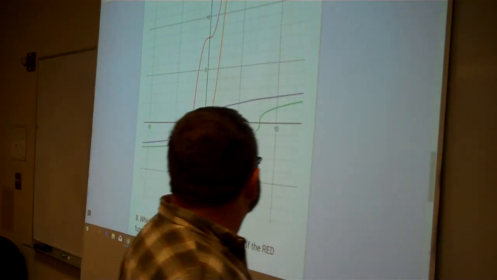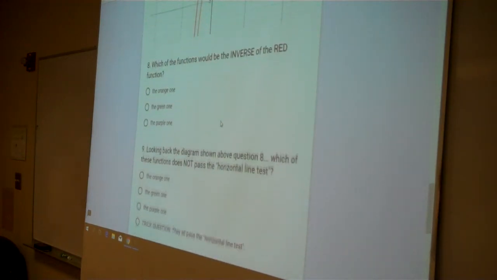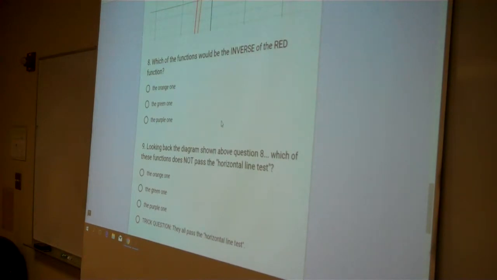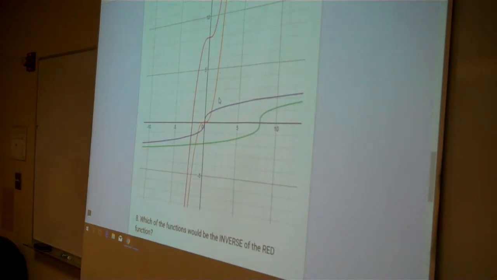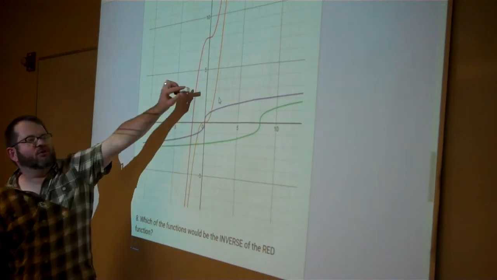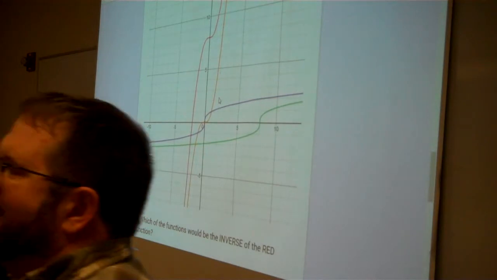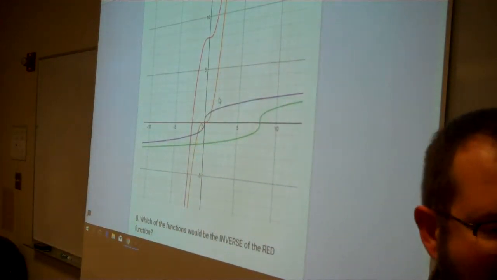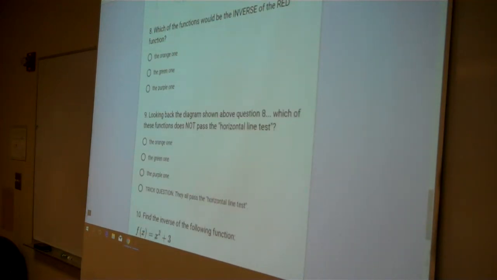So, the function that is the inverse of the red one in this case is the green one. Looking back at the diagram shown in question 8, which of these functions does not pass a horizontal line test? Green. I picked trick question. I think they all pass a horizontal line test. Yeah, Natalie, if they all have inverses, then they all have to pass. She's right. So the correct answer there was trick question. They all pass.